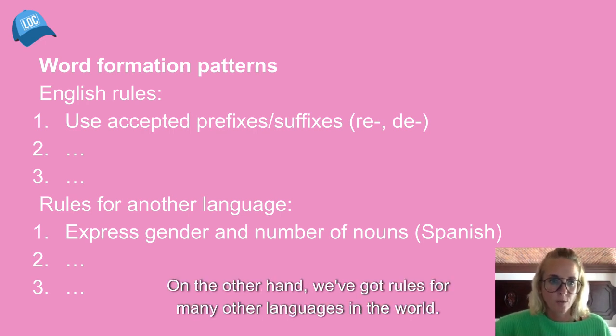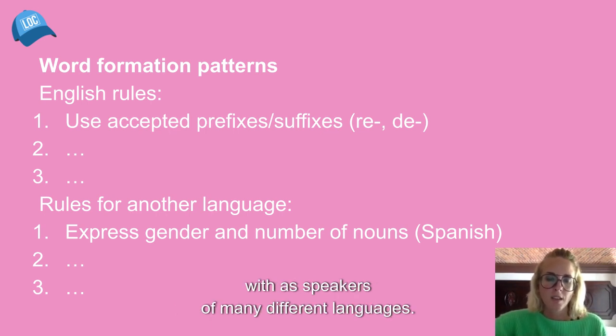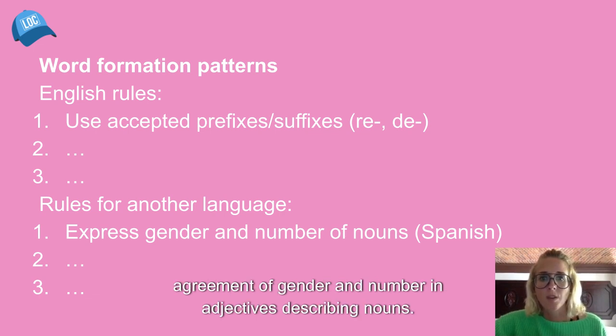On the other hand, we've got rules for many other languages in the world. So these would be the rules that you will be familiar with as speakers of many different languages. For example, in Spanish, one of the rules would be to express gender and number in adjectives describing nouns.